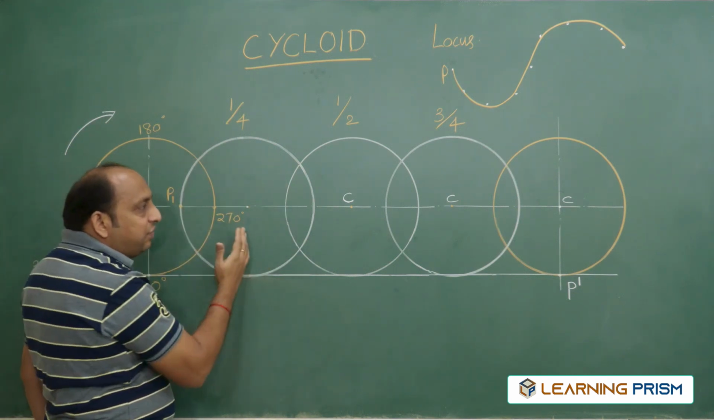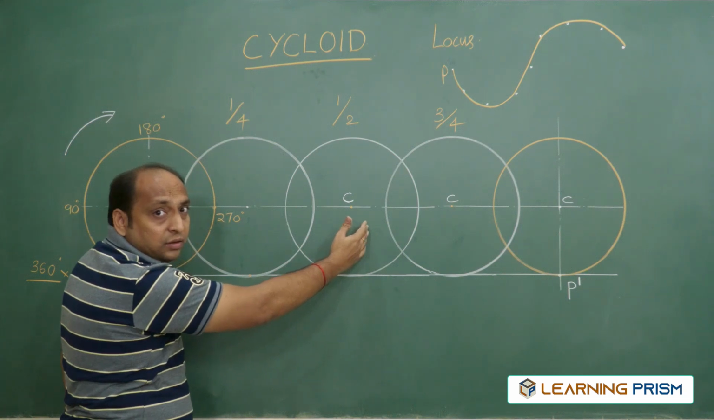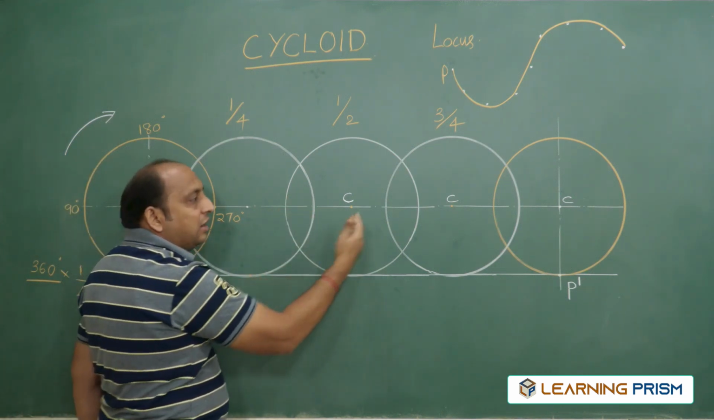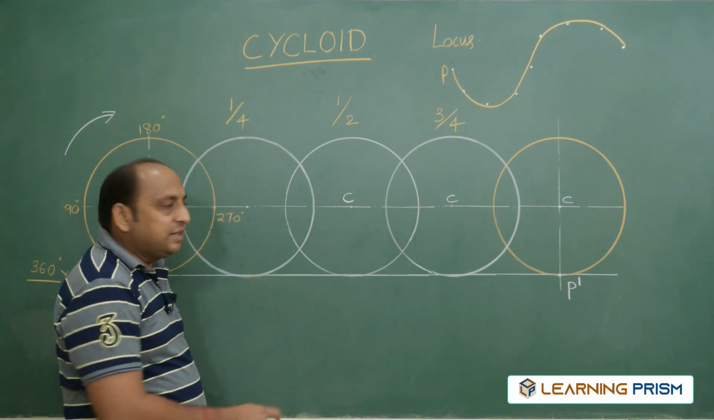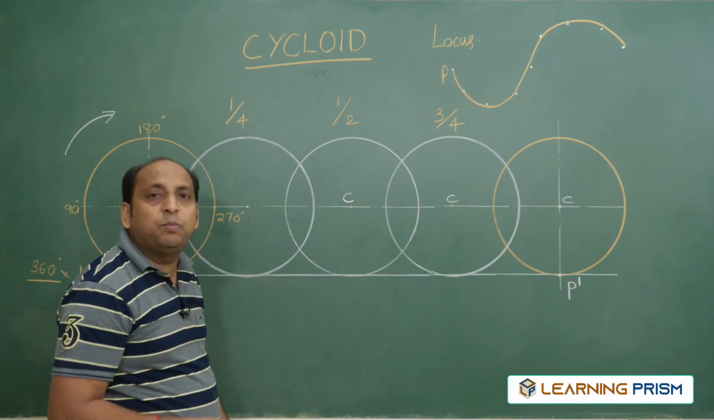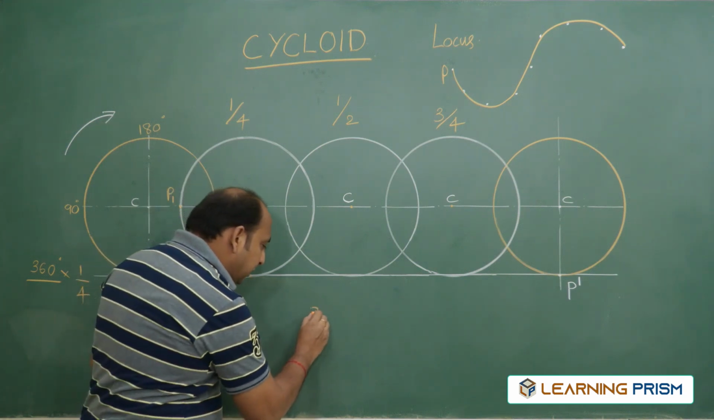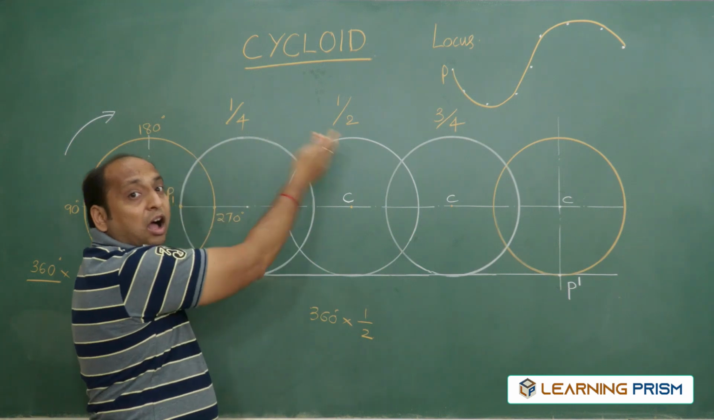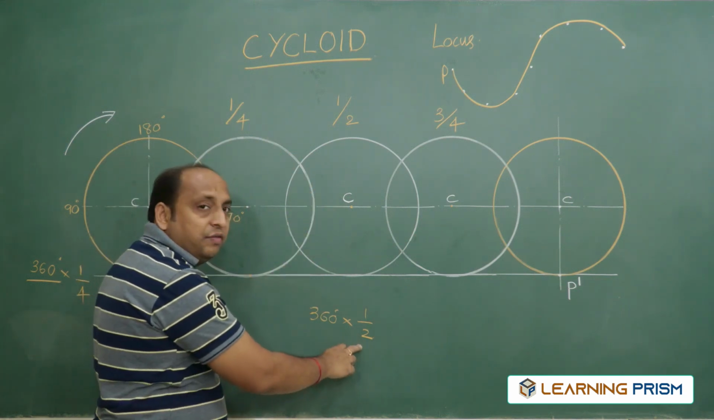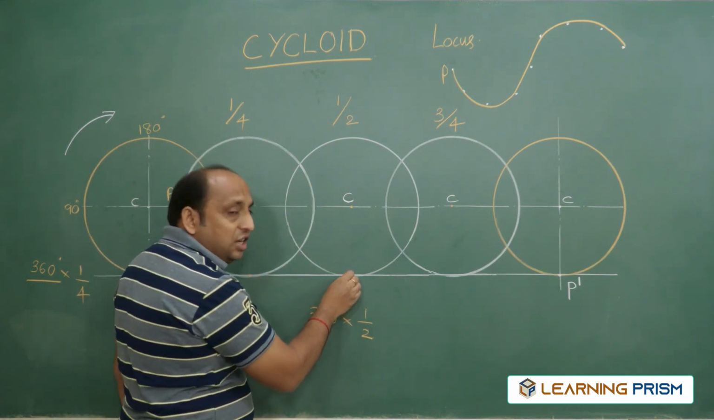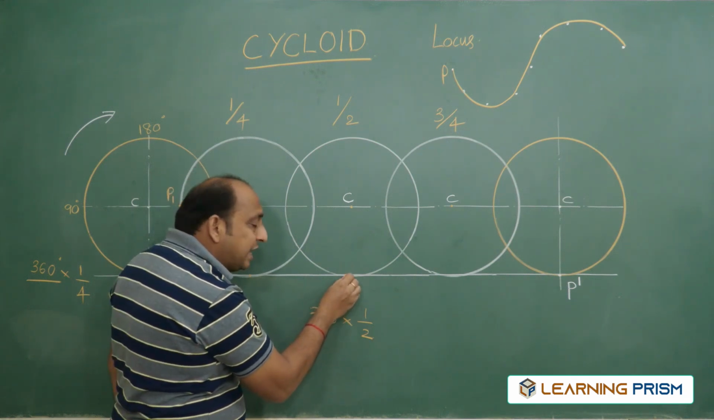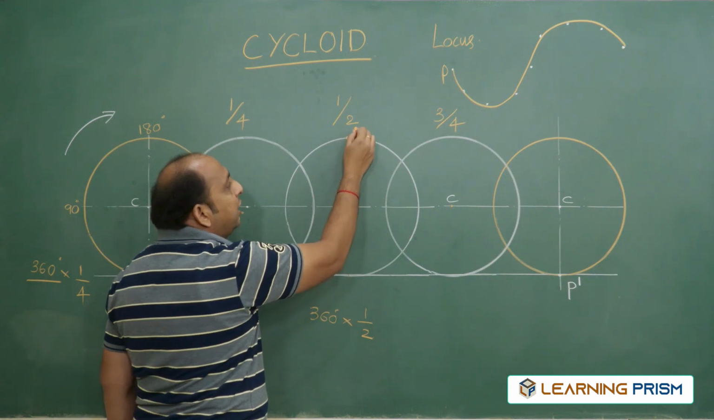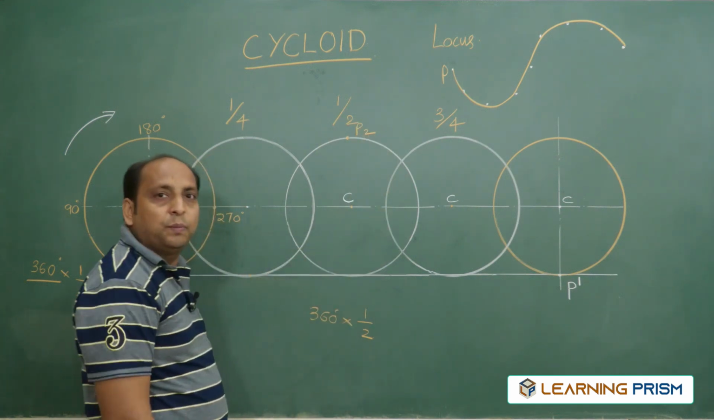Again the circle rotates for another 1/4 revolution. 1/4, another 1/4, half. So when the circle is in this position, where would be the position of the point P? 360 into half revolution. So 360 into half is 180 degrees. So if this is the initial point P, exactly 180 degrees means exactly opposite point. This would be your point 2, P2.